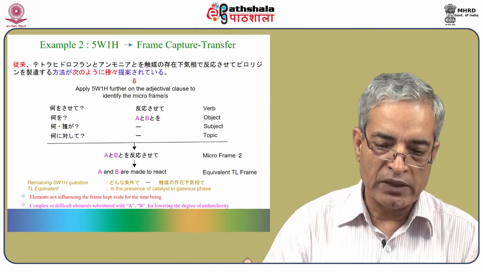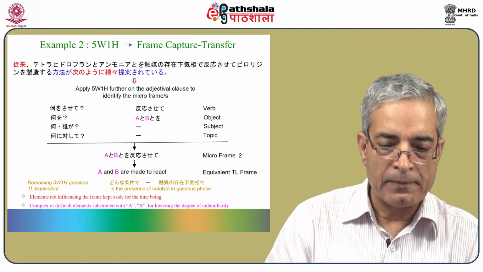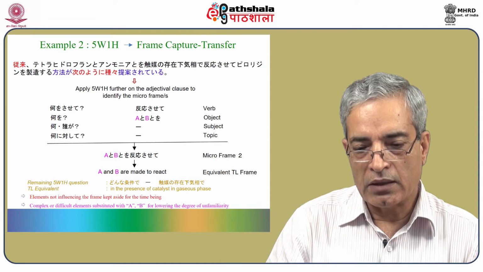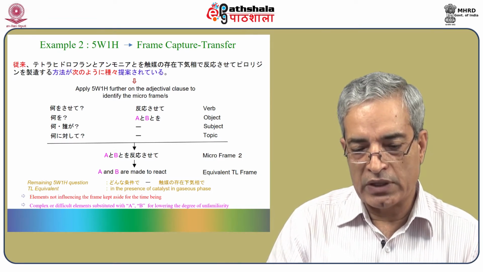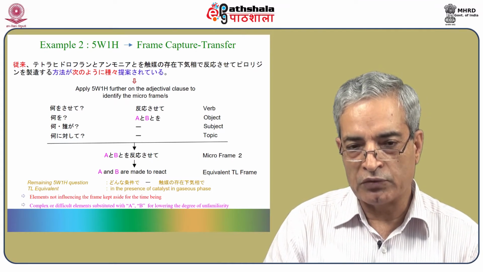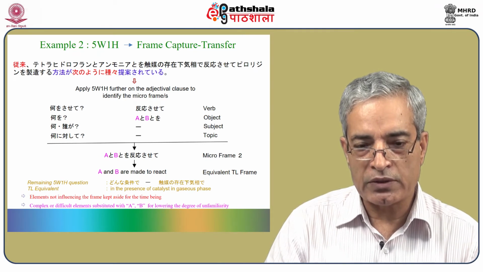Now if we try to put back the words, it will look complicated, but doing is not so difficult. It will be tetrahydrofuran and ammonia are made to react. So it sounds heavy, but if you say A and B are made to react, it doesn't sound so heavy. So choice is yours. If you feel substituting with A and B helps, then better use it.